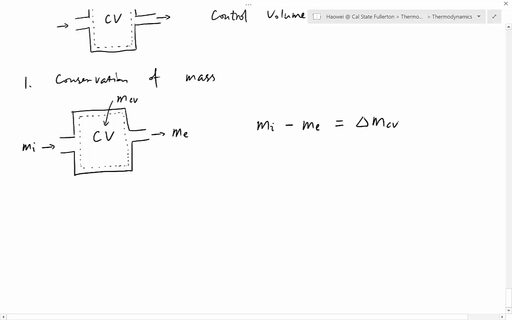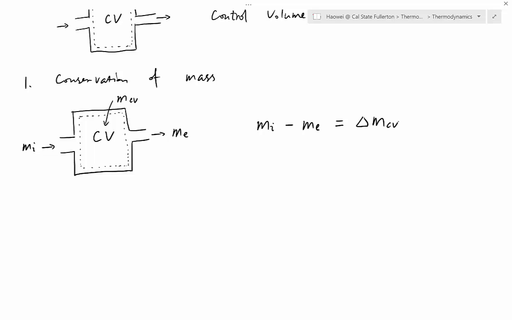We can use another analogy. Mi is the money you deposit, and Me is the money you withdraw. So for example, if you would deposit $100 and then you withdraw $80, where does the $20 go? $20 is the change of your bank account balance. So this is the equation. This is called conservation of mass equation.